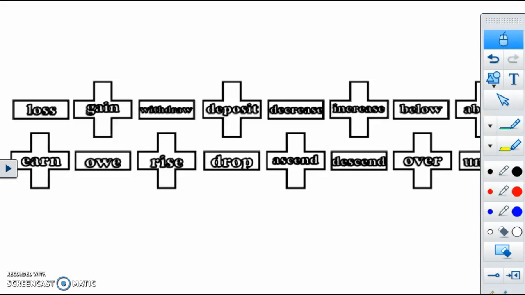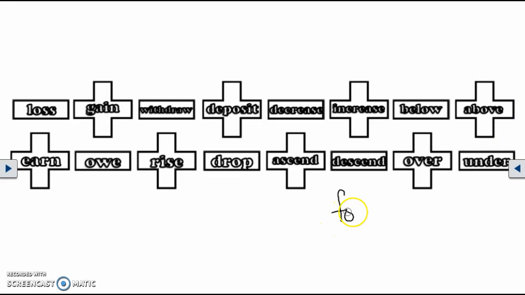Here are some words to use that you're going to see for negatives and positives. Let's talk about positives first. A gain, a deposit in a bank account, that would be a positive. An increase, you're increasing in height or altitude. Above, earn, rise, ascend, over. Those are some examples of positives. If you can think of any other, this is your chance to write them down. I'm going to write the word forward.